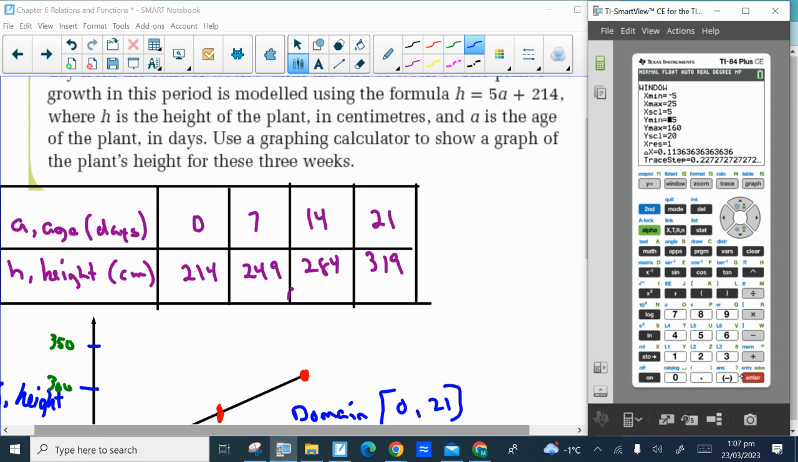For my y minimum, I can start at -5. And I need to go up something past 319, so let's say up to 350. Let's put our scale here to 50 instead of 20. So now every tick mark along the y-axis will count for 50 centimeters. Now when I hit the graph key, there's my line.